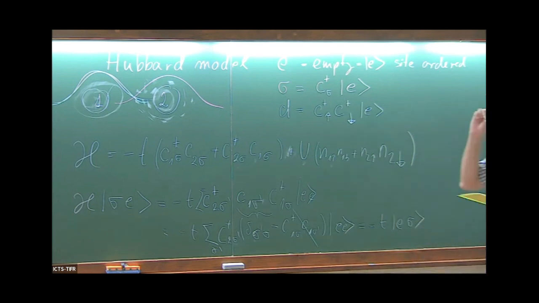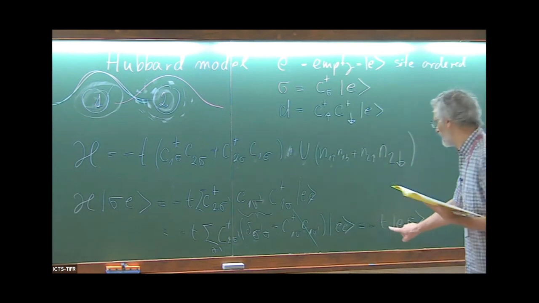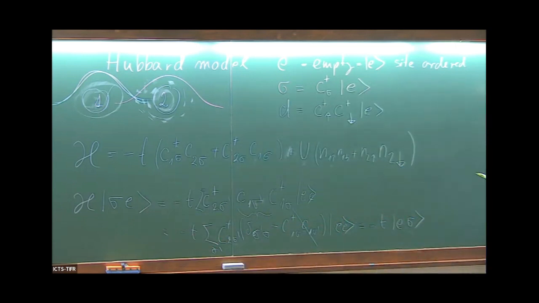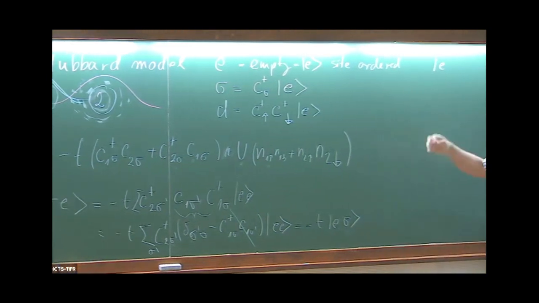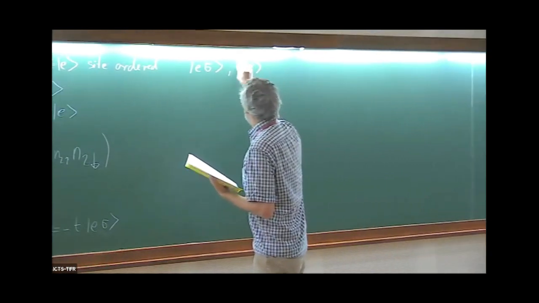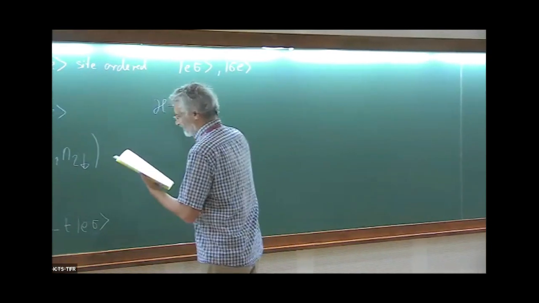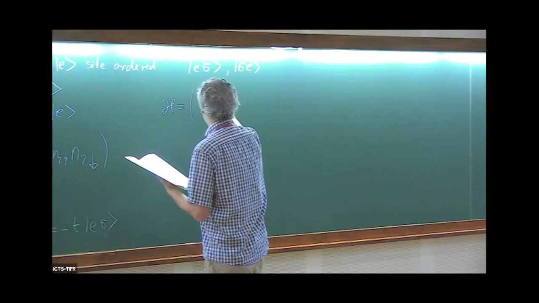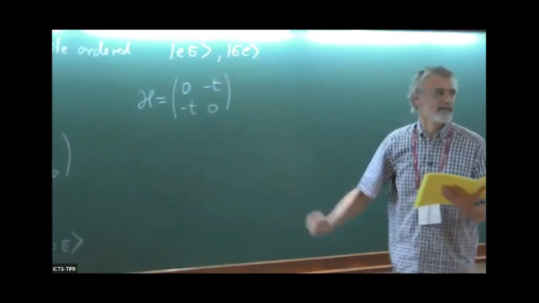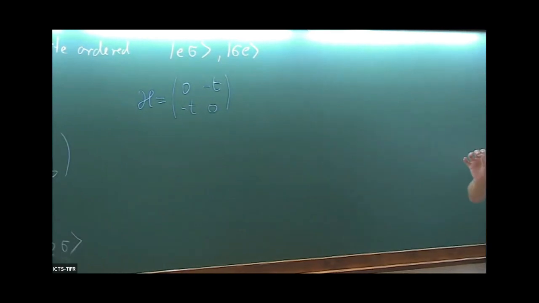We can apply the same Hamiltonian to this one, and then we will get minus T times sigma E. So we can write up a 2 by 2 matrix. The basis is, and we don't leave this basis, empty sigma and sigma empty. And the Hamiltonian is just 0, minus T, 0 in this basis. This is fine.